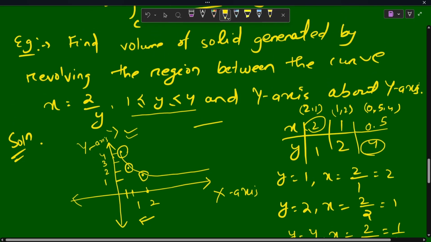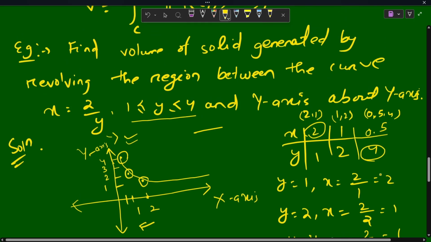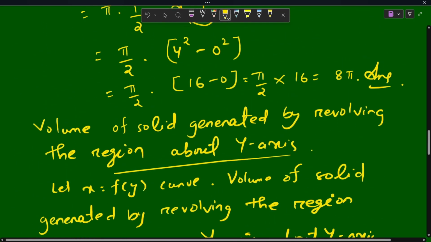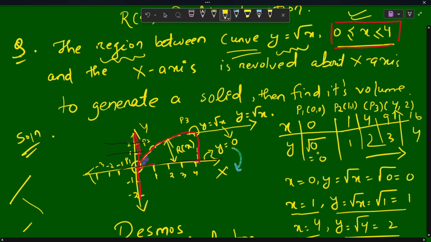I'm just checking the region here. So what is the region? First one is x equal to 2 by y, and y limit is from 1 to 4. I have previously told you what this means. y equal to 1 is the lower line, and y equal to 4 is the upper line. Same thing there was in x, which was from 0 to 4, where x equal to 0 was the left line and x equal to 4 was the right line.